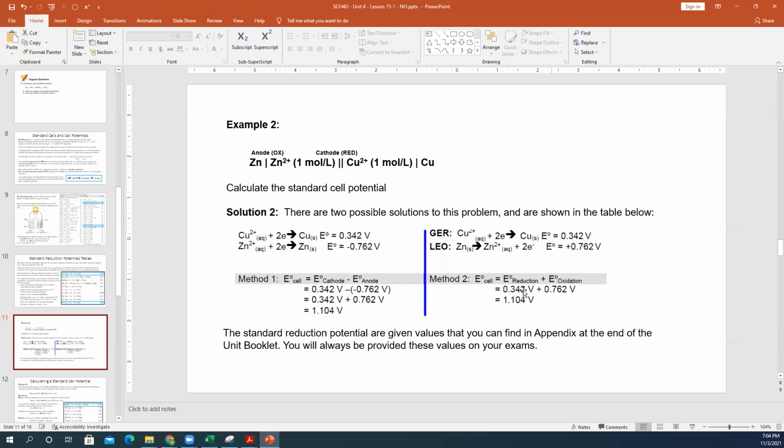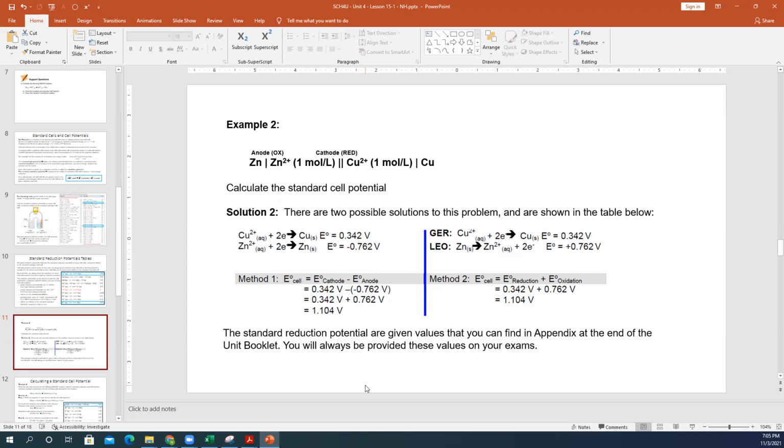So either method is correct. You can do the one that makes most sense to you. But you have to remember that in method 2, for the oxidized anode, you have to turn the reaction around, flip the sign, and then add them up. Whereas in method 1, you just take the values directly as you see them from the table and subtract the one from the anode from the one from the cathode. So cathode minus anode, and you get your answer.